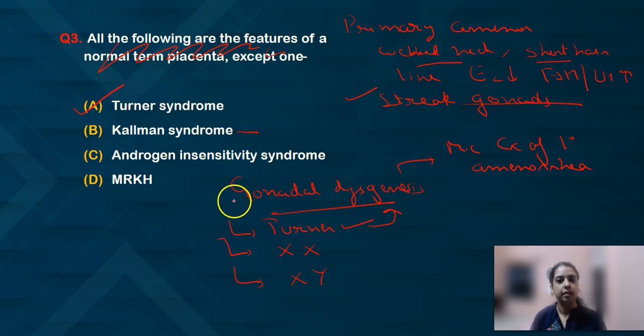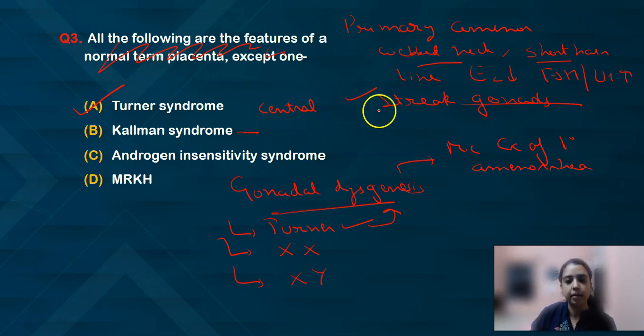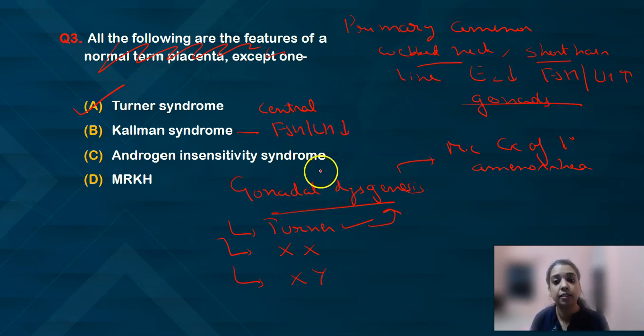Kallman syndrome is a problem where there is improper migration, neuronal migration at the hypothalamic level. So it's a central problem. As a result, what will happen in Kallman syndrome? The FSH and LH are low. Secondary sexual characters are not there, but FSH, LH are low.